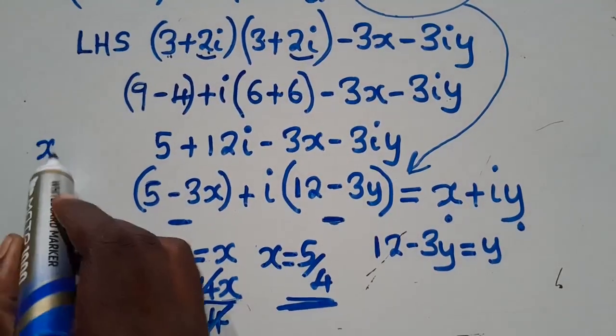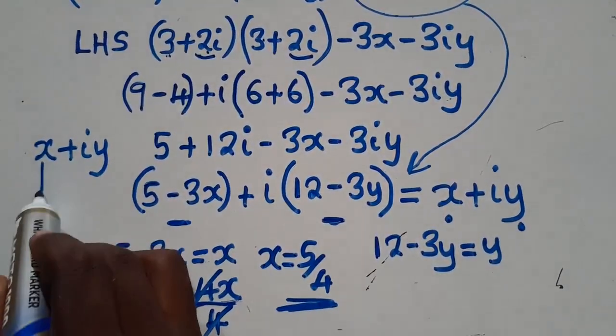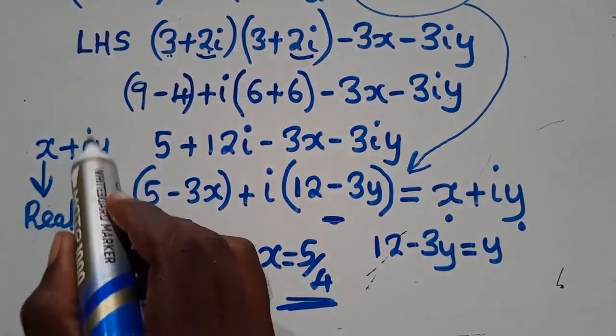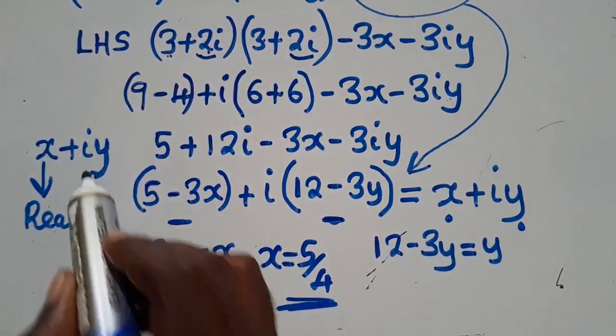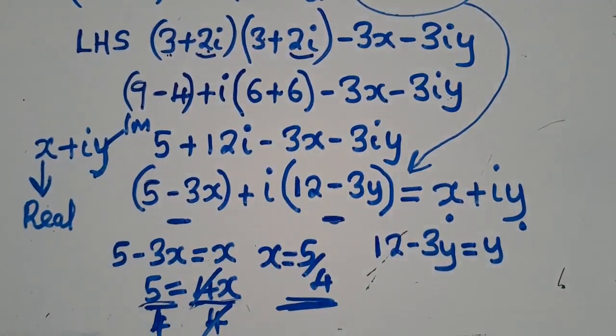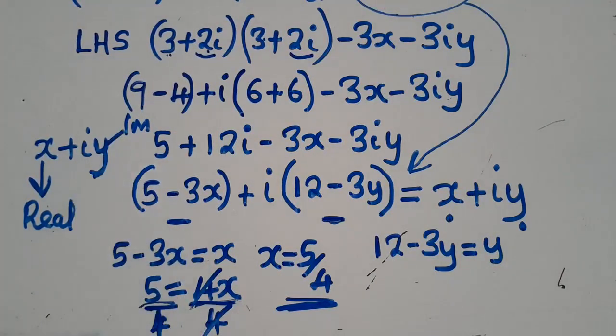I wrote something like this: x plus iy. This one here is called the real part. The y here is called the imaginary part. This is what I told you. So don't concentrate on the i there. Because this one is attached with an i, that's why we call it an imaginary part. But all in all, what I'm trying to talk about is the real part and the imaginary part of a complex number.